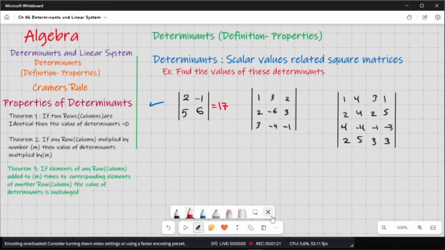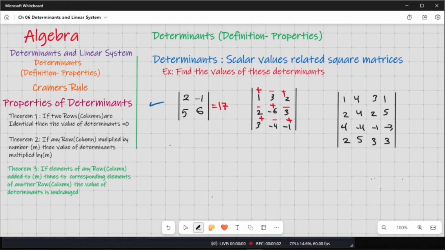Okay, move to next one. Here I have determinant of order 3. So the signs of this determinant are there. Okay, so we can go along with any row or any column to get the value of this determinant. We can go along with any row or any column. So here, let's go with third row.